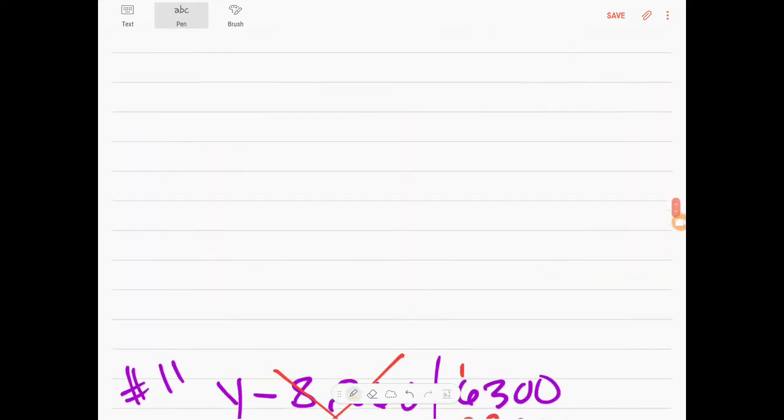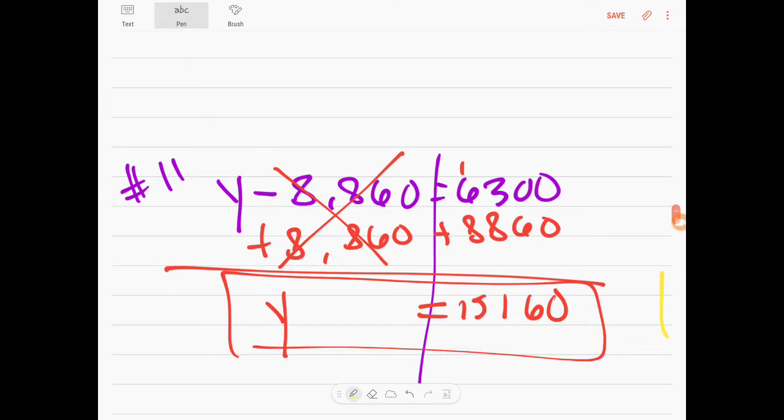Number 11. Where are you, number 11? There we go. Number 11 is the same thing. We start off with a negative y minus 8,860 is equal to 6,300. We must do the inverse operation first. The inverse operation of subtraction is addition. So I'm going to add 8,860 to both sides. When I do that, y equals 15,160.